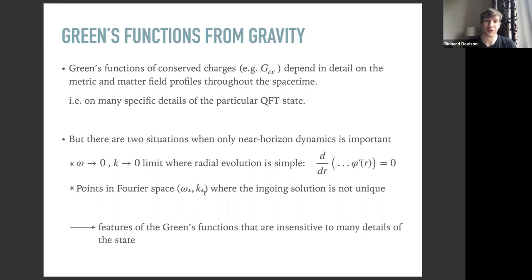And in cases where that's true, that means, in fact, we don't even need to do any radial evolution at all to tell us what's happening with the Green's function. And so when this happens, there are some features of the Green's function that become insensitive to many, many details of the state. And we're going to use that to prove this general statement.